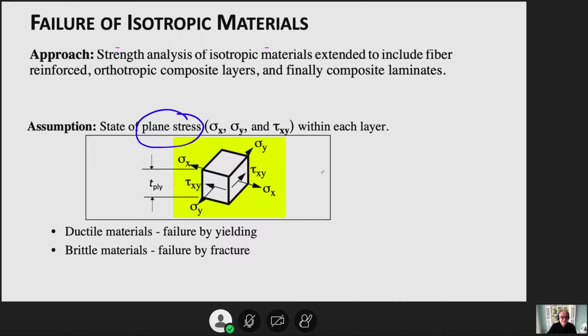This is, of course, if it's isotropic, there is no orientation dependence. Some stress state is given with these sigma x, sigma y, and tau xy. So this is the stress state.